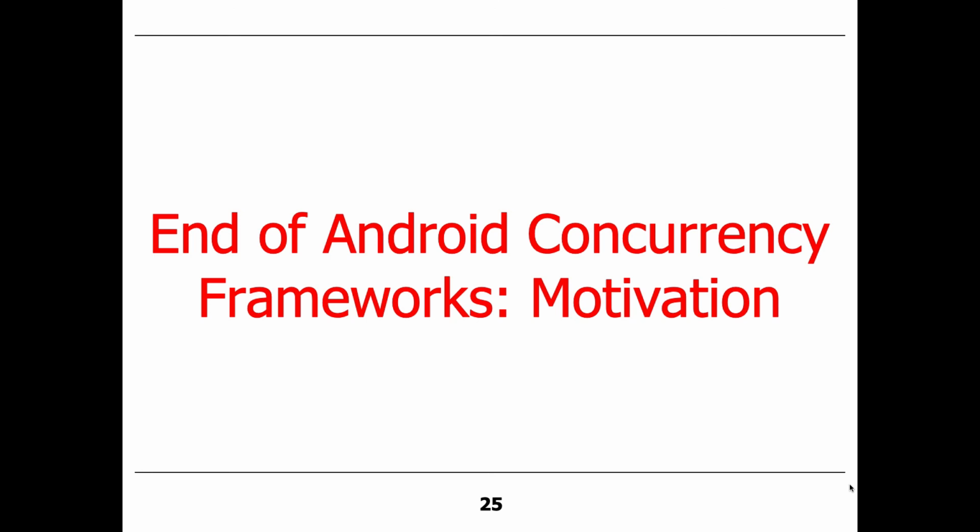Okay, so those are just some examples of what not to do, and more importantly, how Android has these constraints that motivate the need for concurrency frameworks to simplify dealing with those constraints.